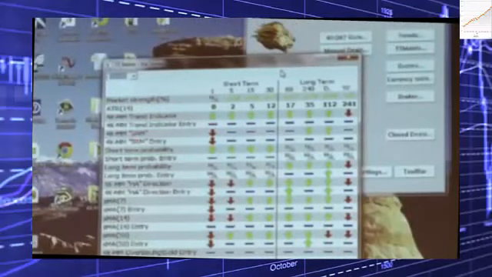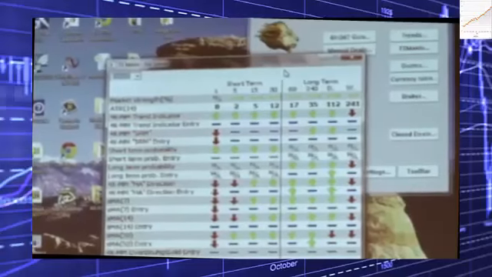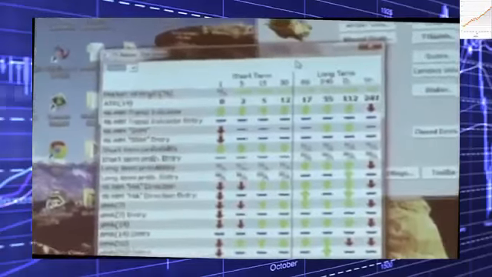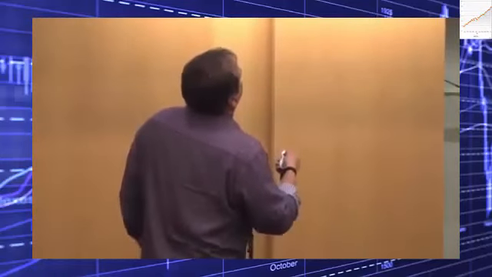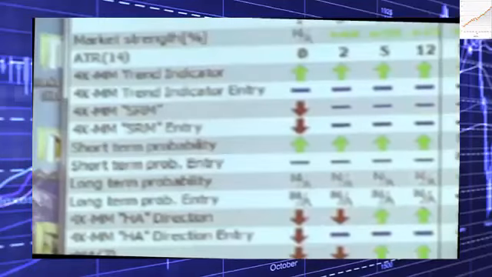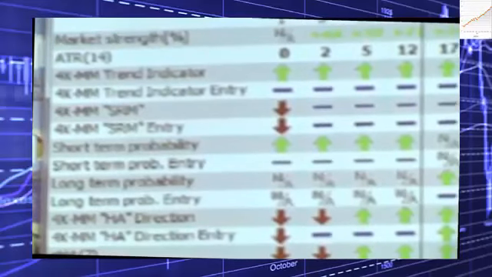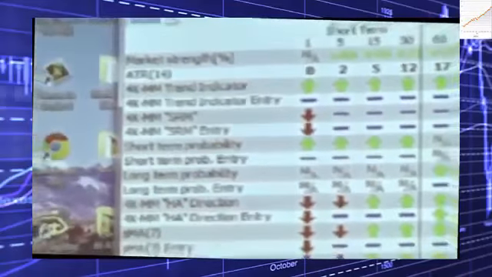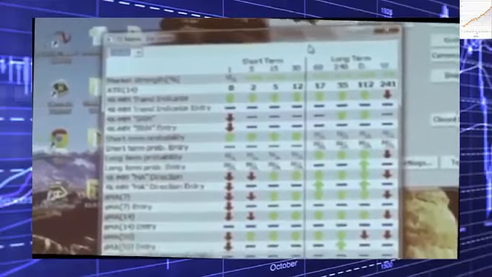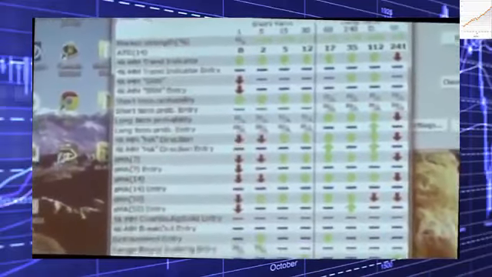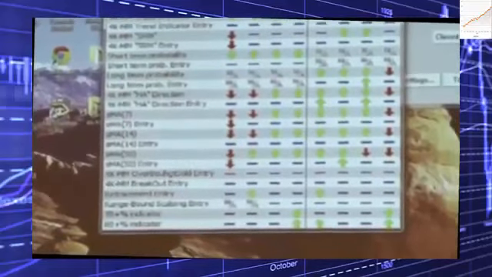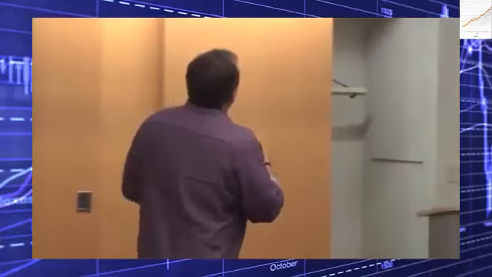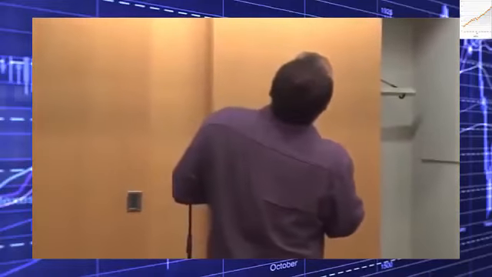Then there's the SRM, which is a combination of stochastics, RSI, and MACD. There's our probability indicator, which gives the probability that this market will be going up over the next 30 minutes, and so on. Then we've got the Heikin-Ashi. We've got the different moving averages, your overbought, oversold, and so on.